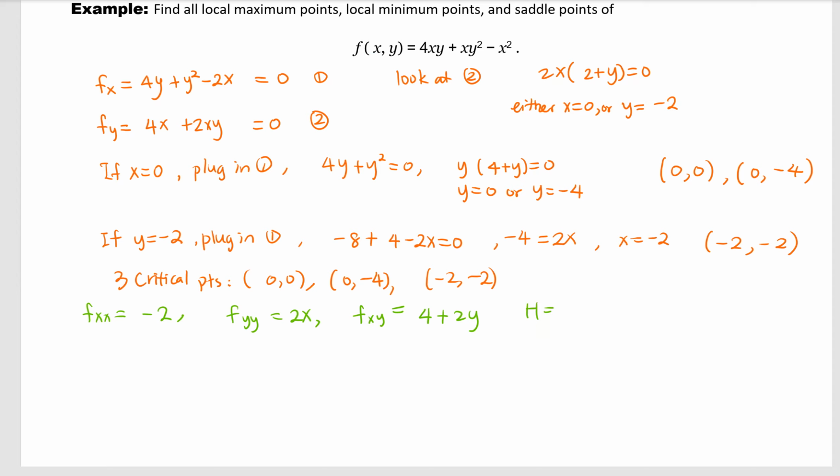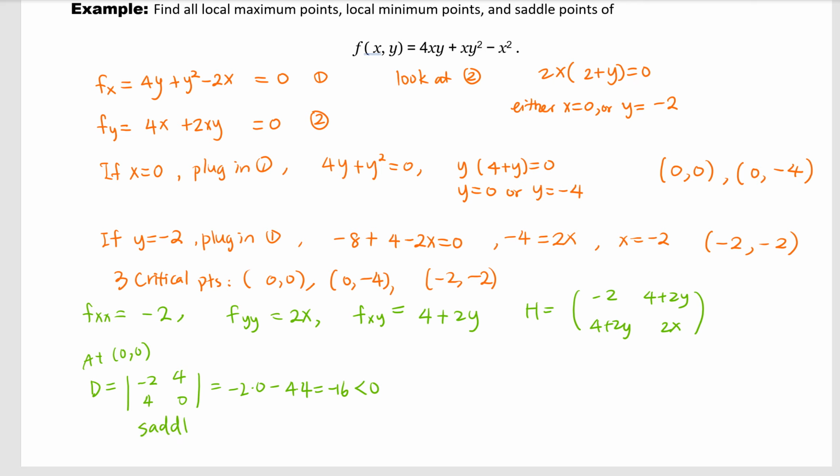So our Hessian matrix equals [-2, 4+2y; 4+2y, 2x]. So let's look at (0, 0). D is the determinant of the Hessian matrix. When y is 0, this is just 4. When x is 0, this is 0. So we have negative 2 times 0 minus 4 times 4. We get negative 16, negative. Then we know this is a saddle point.